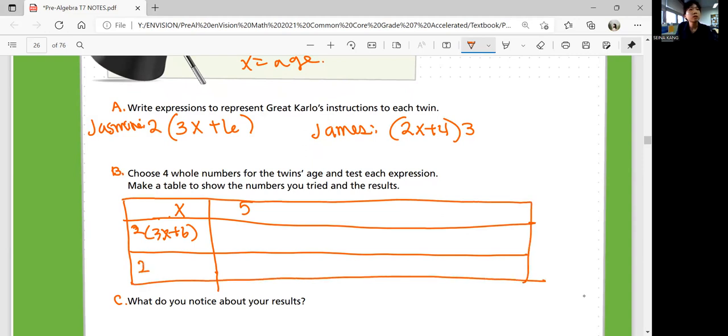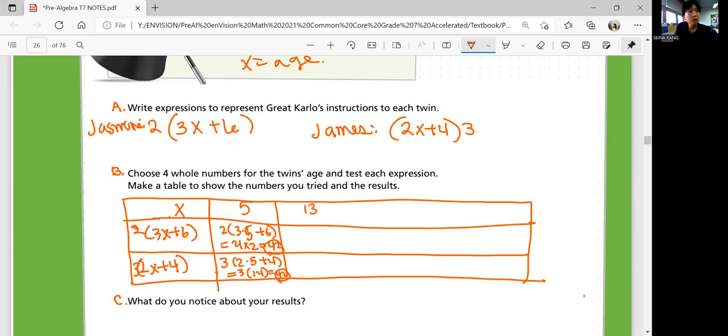And James is 2x plus 4 times 3. So if it's 5, 2 times 3 times 5 plus 6, it's going to be 15 plus 6, 21 times 2 is 42. What about James? 3 times 2 times 5 plus 4 is going to be 3 times 10 plus 4, 14. And that's 42. So it's the same.